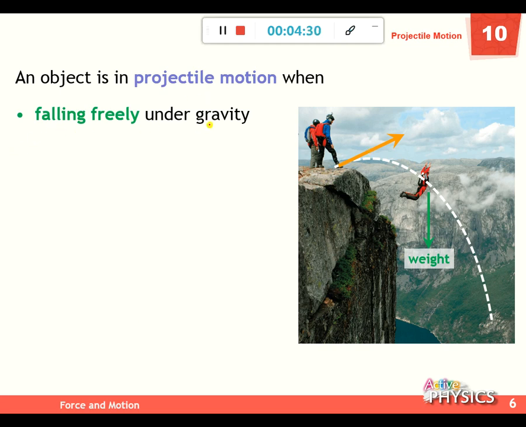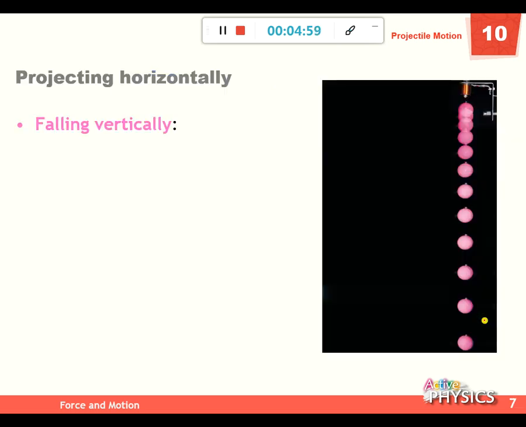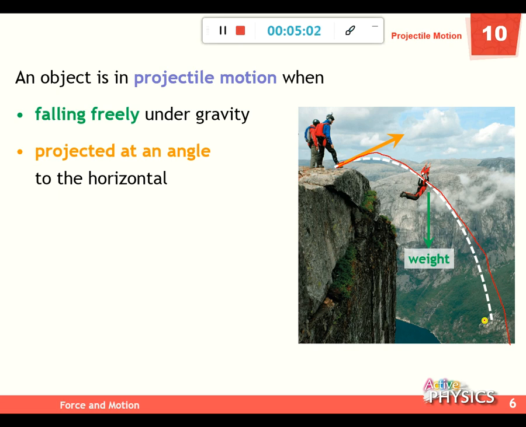An object in projectile motion will be like that. Fall freely under gravity: you can see that we focus on the vertical height. This man moves vertically, falling in the downward direction. But here, projected at an angle like this, this man will move up a little bit and then fall down.